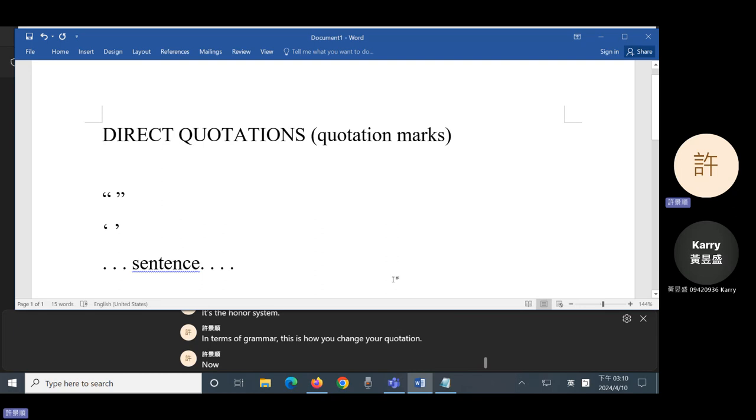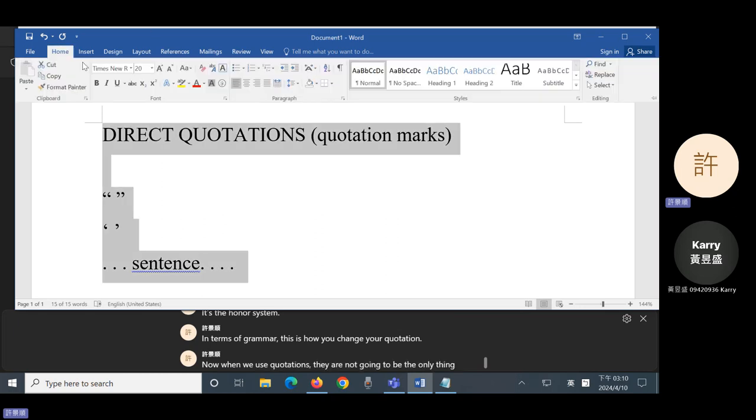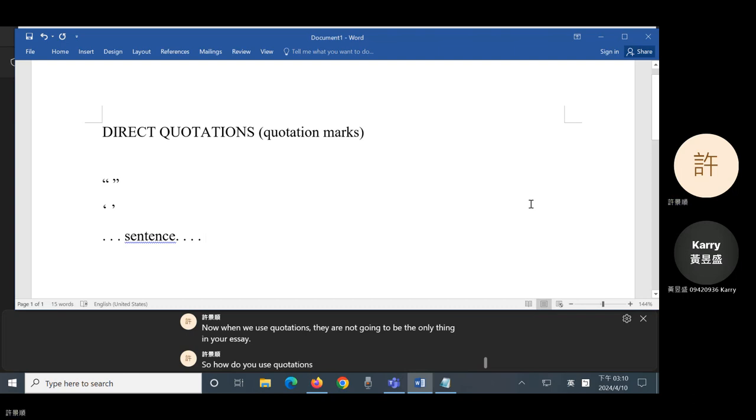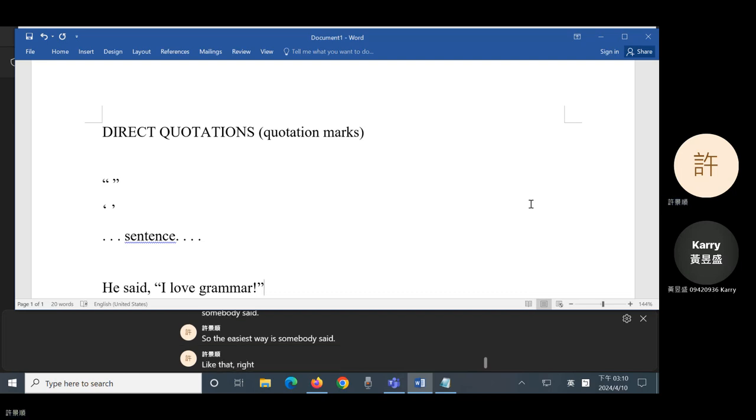Now, when we use quotations, they are not going to be the only thing in your essay. So how do you use quotations in between? For example, most of the time quotations will be something that somebody said. So the easiest way is: somebody said, "I love grammar!" That is the thing that he said. He used these three words exactly, present tense. And the exclamation point at the end, 惊叹号, tells you that he was being serious. He wasn't joking.